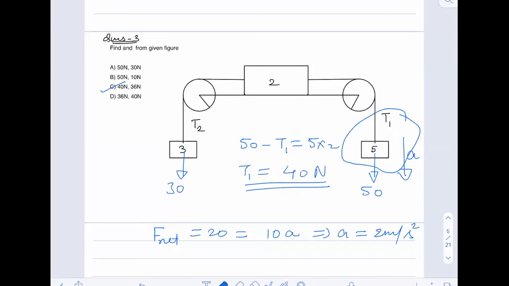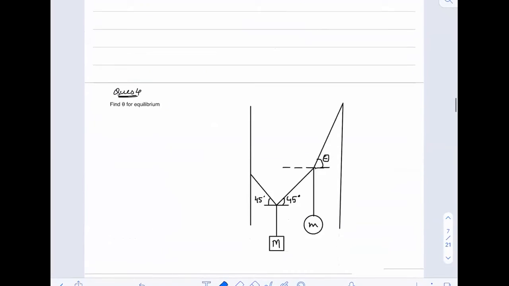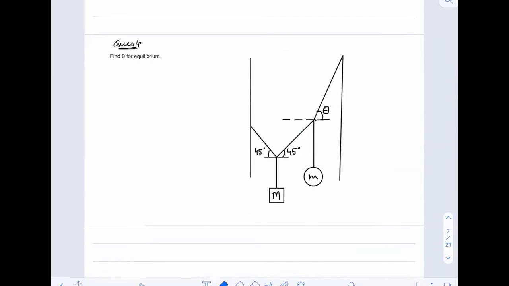Okay. Now, just solve this question. For this system to be in equilibrium, what will be the value of theta?